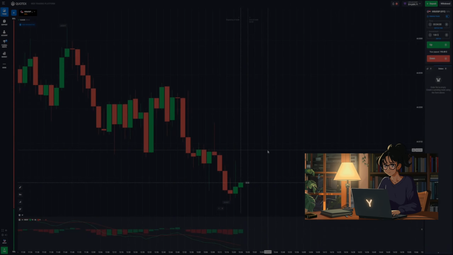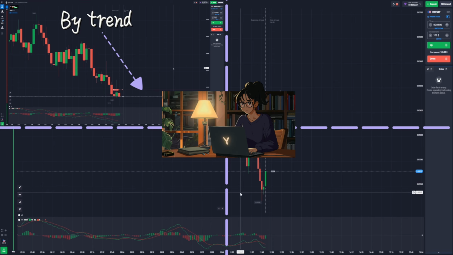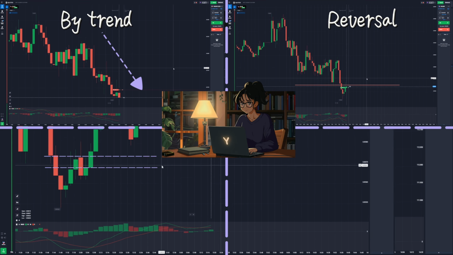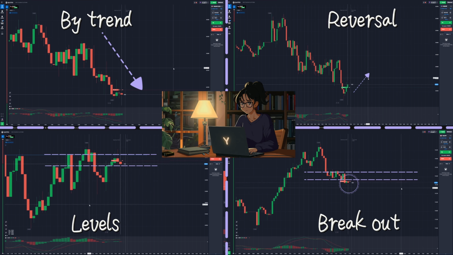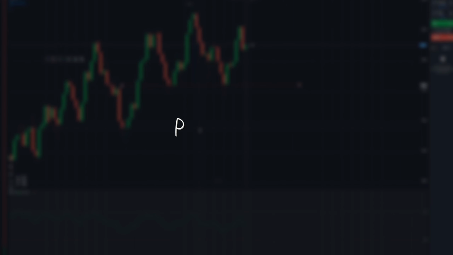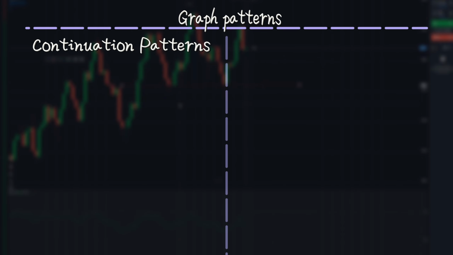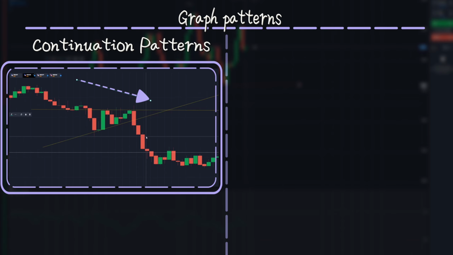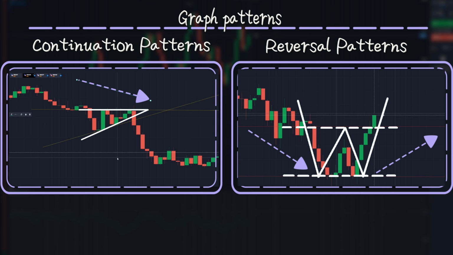Every tool in trading has its role. Some are better for trending markets, others are for reversals. Some work well on levels, others are for breakouts. Patterns are no different. All patterns fall into two big categories. Continuation patterns, price is likely to keep moving in the same direction. Reversal patterns, price might flip and go the opposite way.